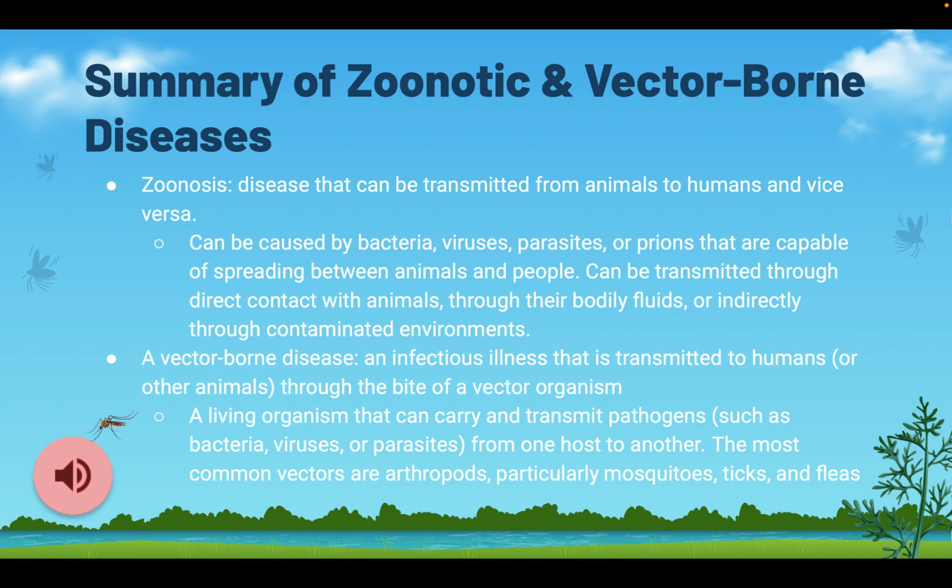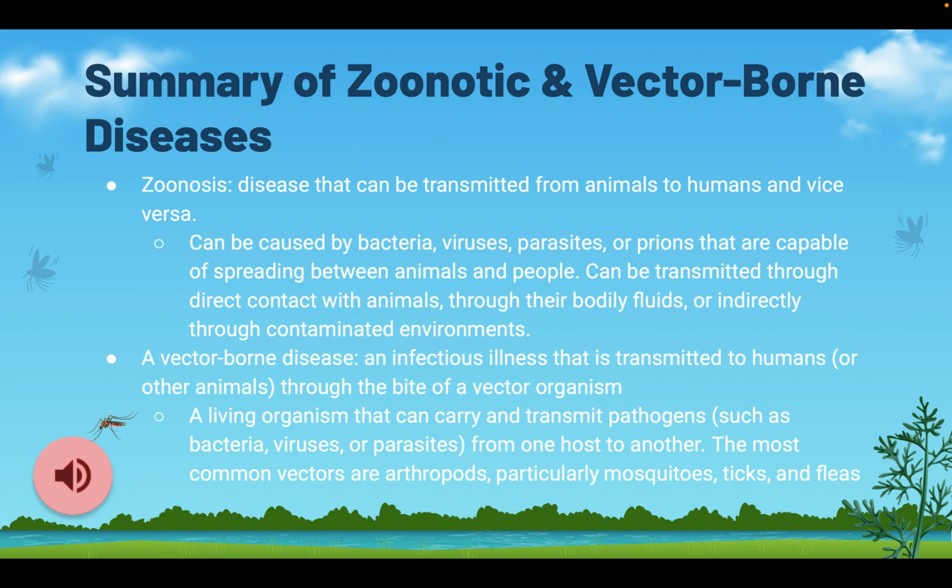Hi everyone, my name is Nayeli and I will be talking about the summary of zoonotic and vector-borne diseases. Zoonosis is a disease that can be transmitted from animals to humans and vice versa. This can be caused by bacteria, viruses, parasites, or prions that are capable of spreading between animals and people. It can also be transmitted through direct contact with animals, through their bodily fluids, or indirectly through contaminated environments.